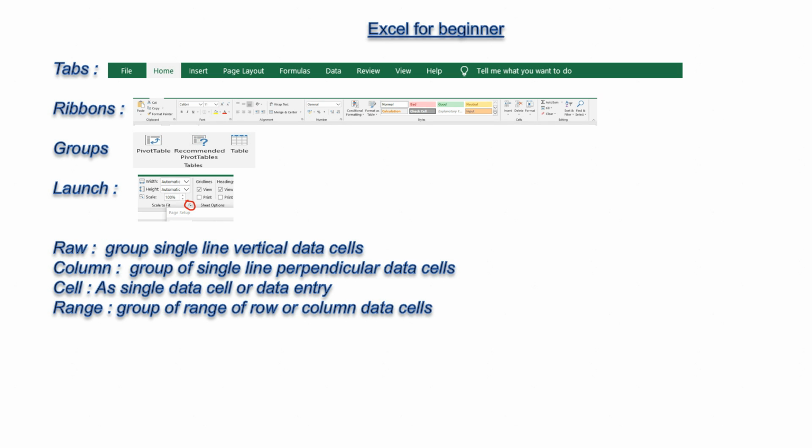Hello all. Today we'll discuss the Excel basic terms and terminologies. This session is for the Excel beginner. You can see that I have mentioned some of the content topics over here: tabs, ribbons, groups, launch, row and column, then cell and range, and how it works. One by one, let's discuss all of these.